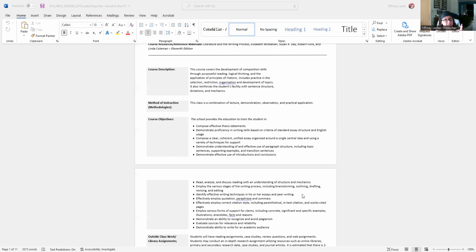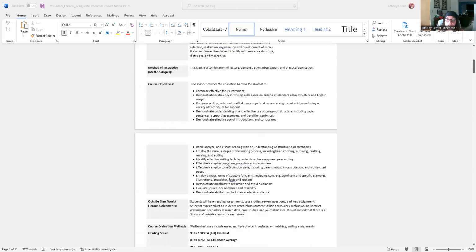We spend 2 weeks on most of that. The heart of those bullet points, basic essay writing skills, we cover in week 1 and week 2. Because the rest of these bullets are all about APA format and research writing. You need to learn how to effectively employ quotation, paraphrase, and summary. You need to effectively employ correct citation style, including parenthetical, in-text citation, and works cited pages. That refers to APA format.